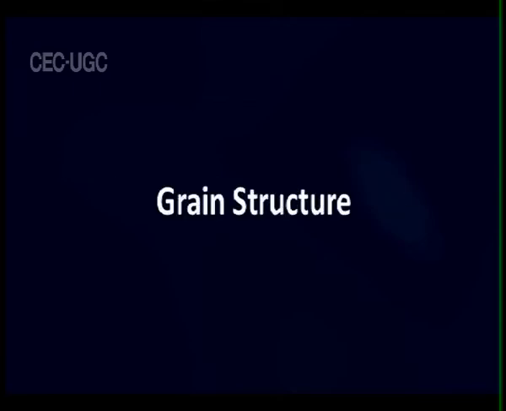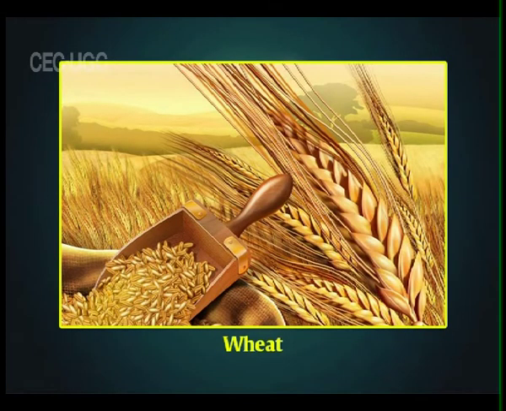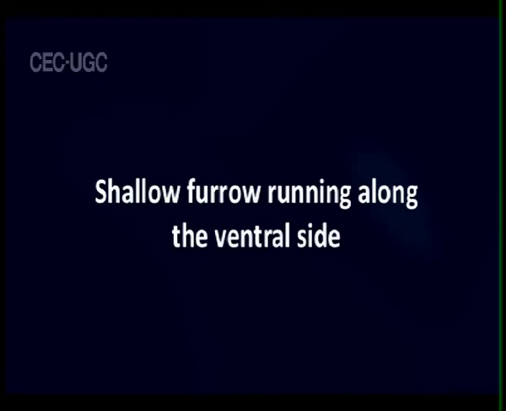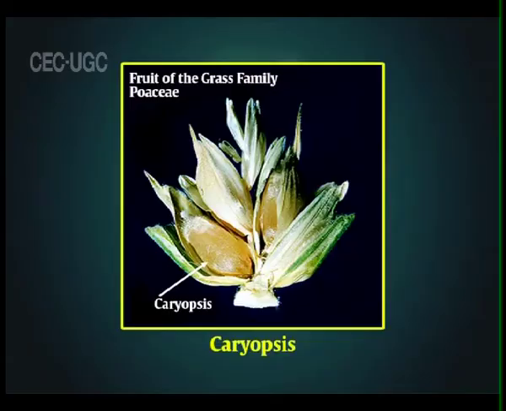Grain structure. Barley grains are roughly cigar-shaped, larger and more pointed than wheat, with a shallow furrow running along the ventral side. The kernel of the covered barley consists of the caryopsis and the flowering glumes. The husks consist of two membranous sheaths that completely enclose the caryopsis.